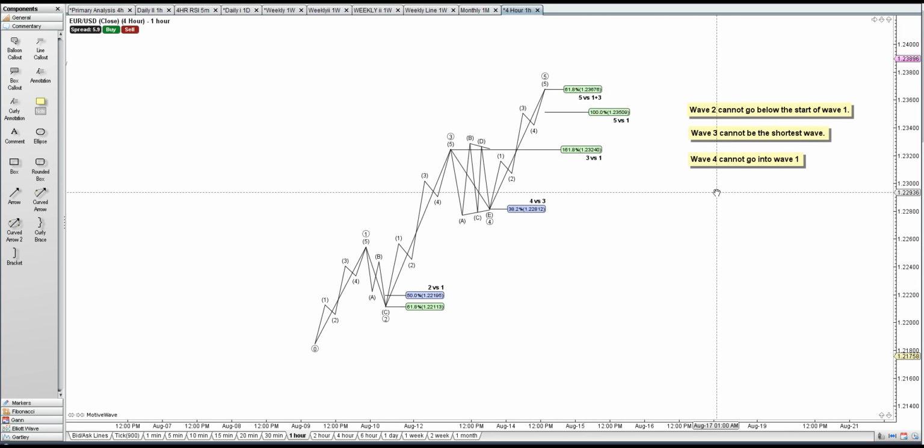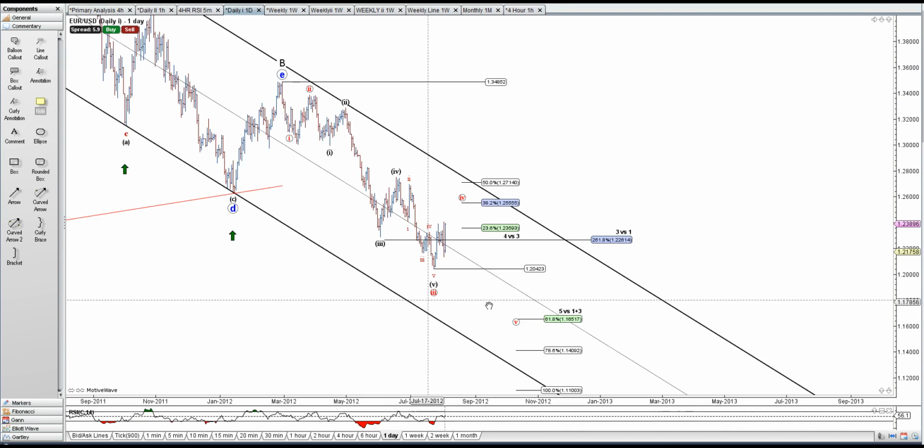Those are some of the rules that we're going to cover today. There are other rules about the leading and ending diagonals and stuff like that, but we'll cover that in a different video. But for now, we're going to look at some real live market action, some stuff that I've already labeled. Let's take a look at the Euro US dollar daily.